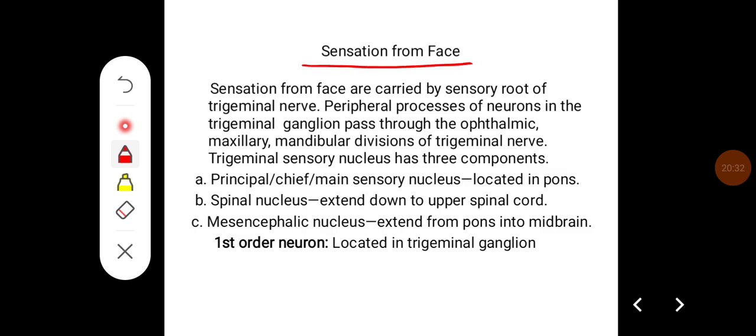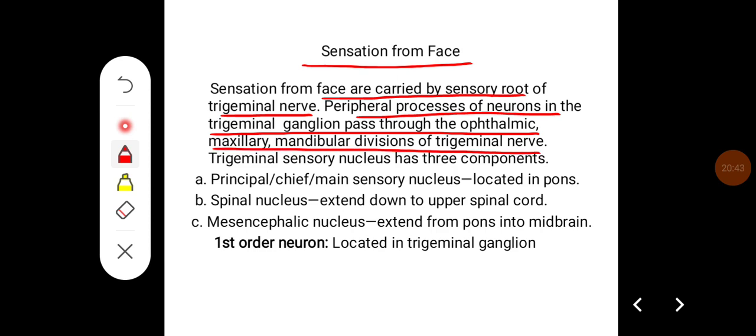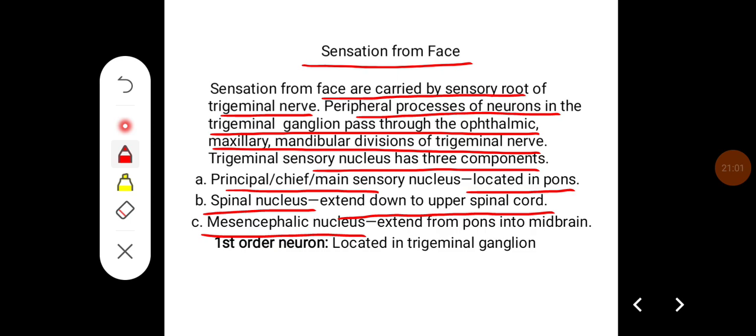Sensation from the face. Sensation from the face is carried by the sensory root of the trigeminal nerve. Peripheral processes of neurons in the trigeminal ganglion pass through the ophthalmic, maxillary, and mandibular divisions of the trigeminal nerve. The trigeminal sensory nucleus has three components: the principal or chief or main sensory nucleus, which is located in the pons, the spinal nucleus, which extends down to the upper spinal cord, and the mesencephalic nucleus, which extends from the pons to the midbrain.